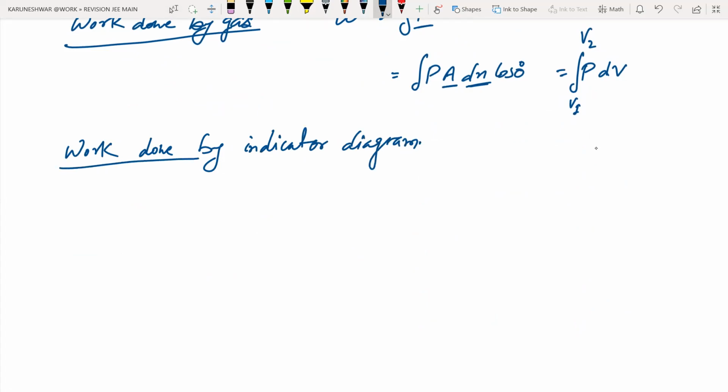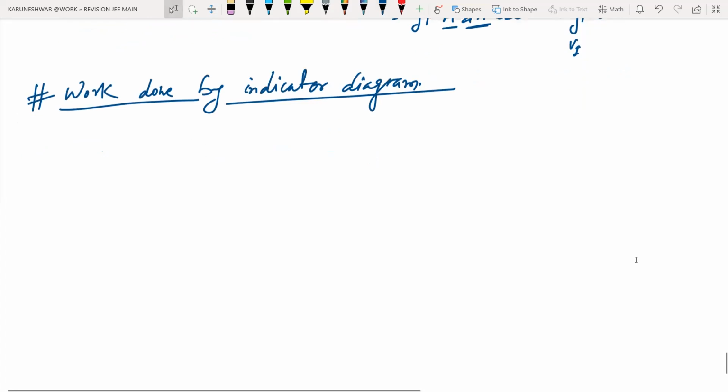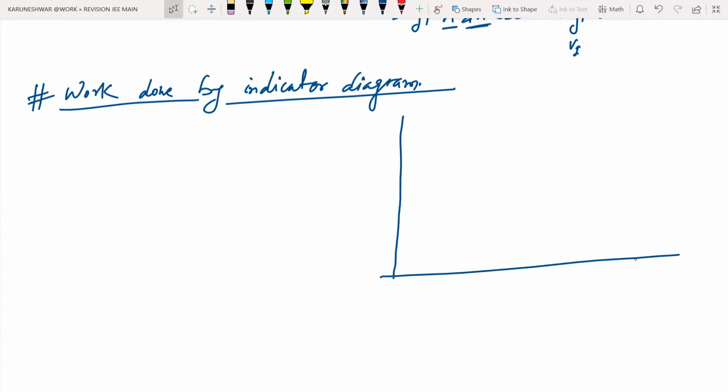What we can say here is work done by the indicator diagram. The indicator diagram is the graph between pressure and volume. On the basis of the pressure-volume diagram, we take this as the volume axis and this as the pressure axis.